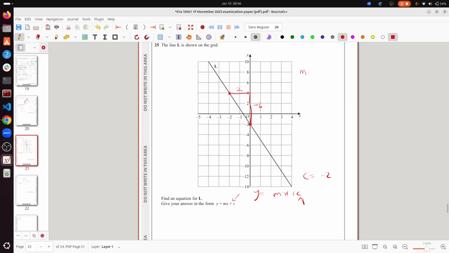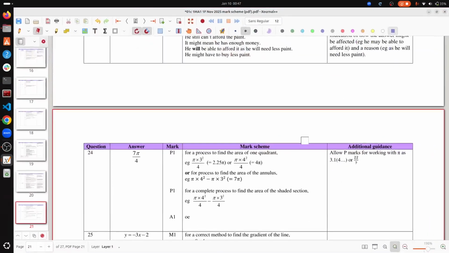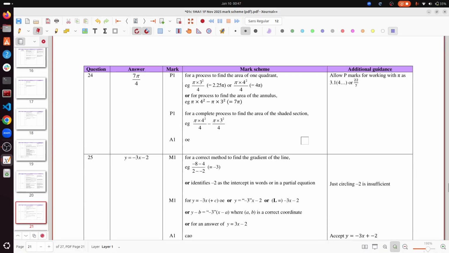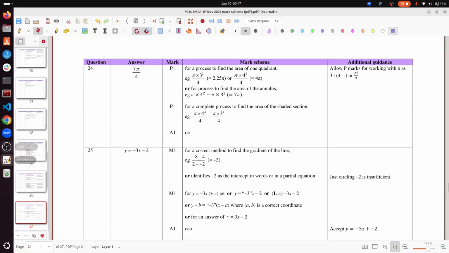So our gradient is the change in y over change in x. That is my gradient. So the change in y is minus 6 and the change in x is 2, because it's a positive 2 going this way and this is coming downwards to the line. So that's minus 3. So that means my equation becomes y is equal to minus 3x minus 2. Looking at the mark scheme, we have minus 3x minus 2. That's correct.